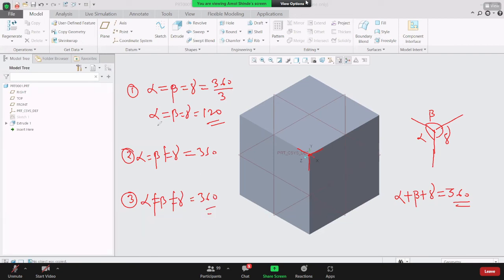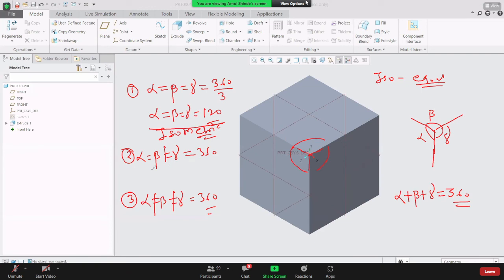So when all angles are equal, this is called isometric. Iso means equal or same. What is same? The angle is same. When all these three angles are the same and we are looking from the corner, this particular projection is called isometric projection.